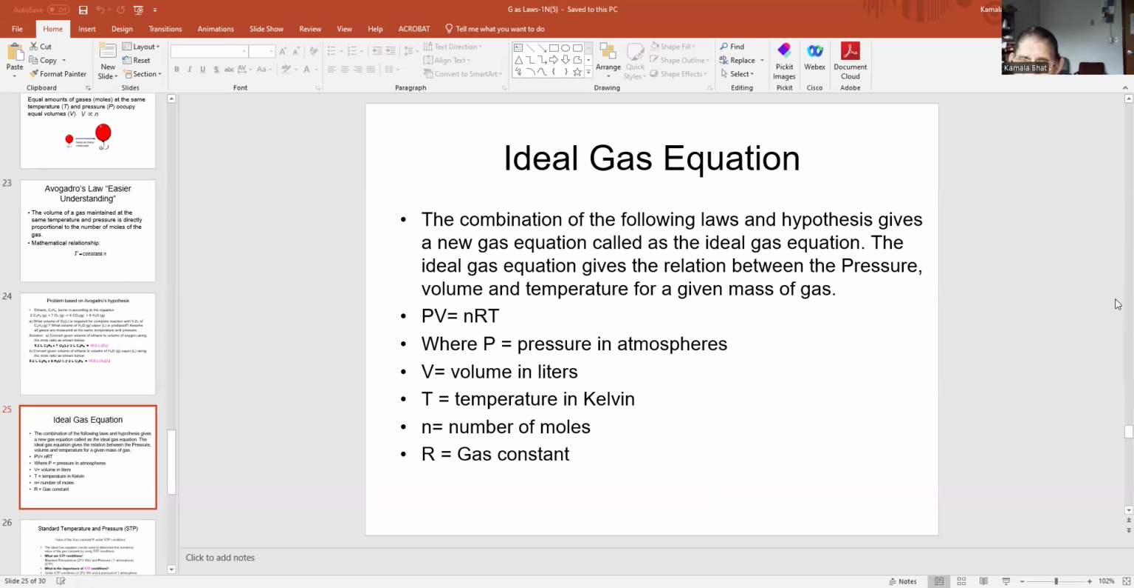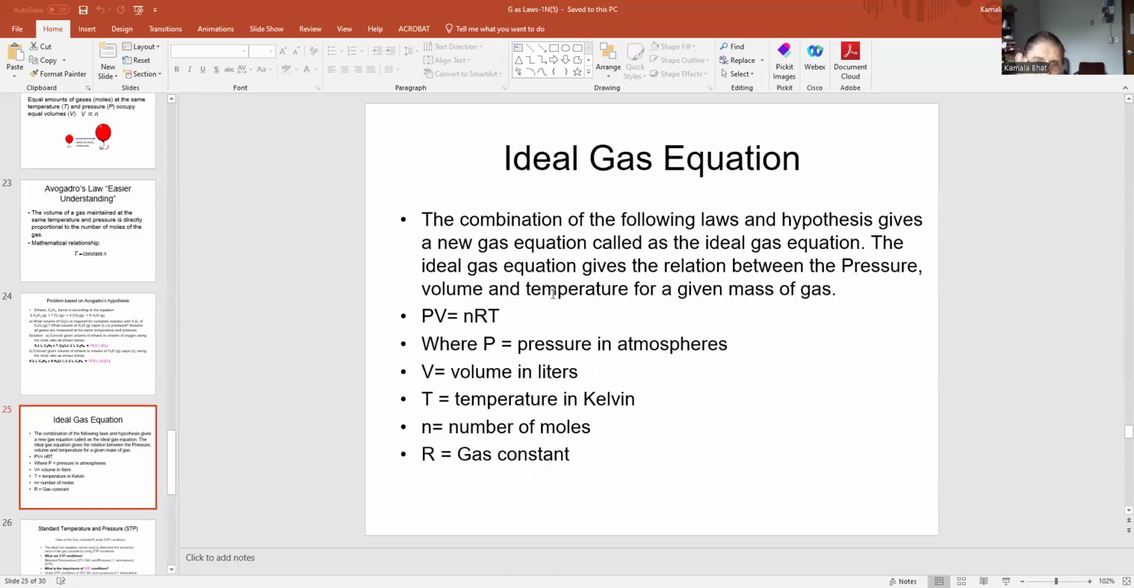The ideal gas equation gives the relation between the pressure, volume, and temperature for a given mass of gas. Therefore, if the given mass of gas is expressed in terms of moles, then the product of the pressure of a gas and its volume is directly proportional to the number of moles of that gas at a particular temperature, where P is the pressure in atmospheres, V is the volume in liters, and T is the temperature in Kelvin.